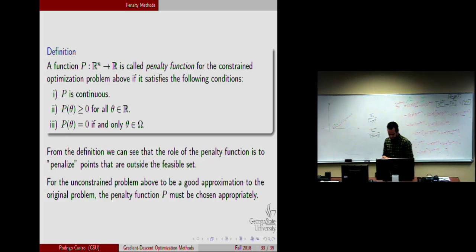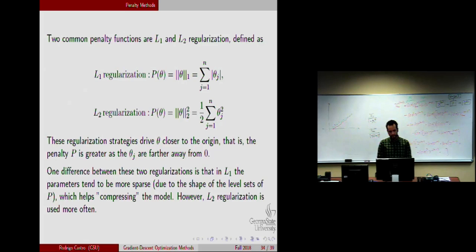The most common examples is regularization. We call this L1 regularization when it is the sum of the absolute values of all the entries of theta. That's the L1 norm. The L2 norm is just the regular norm that we know, just the sum of the squares. L2 is a little more common. The difference is that L1 has an effect that some of the thetas will be zero, so it makes it sparse. And, okay, first.